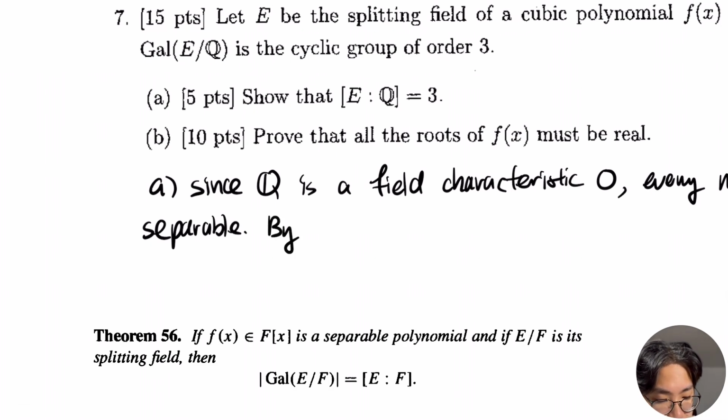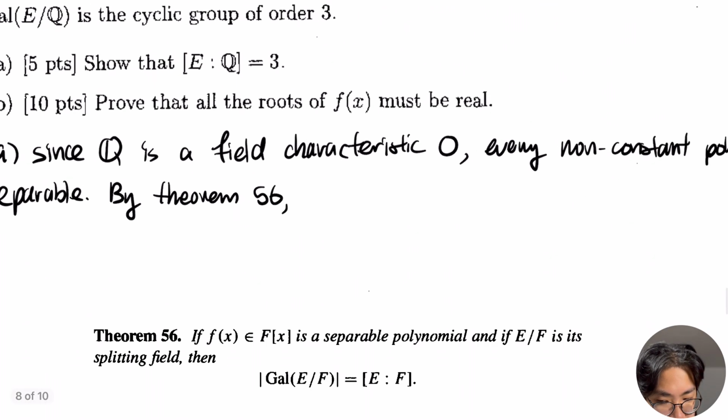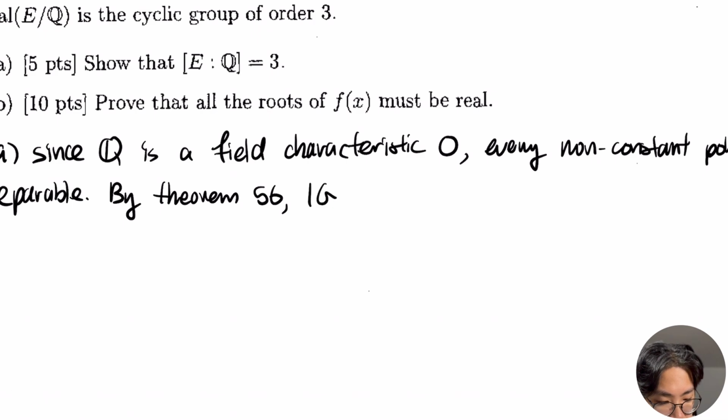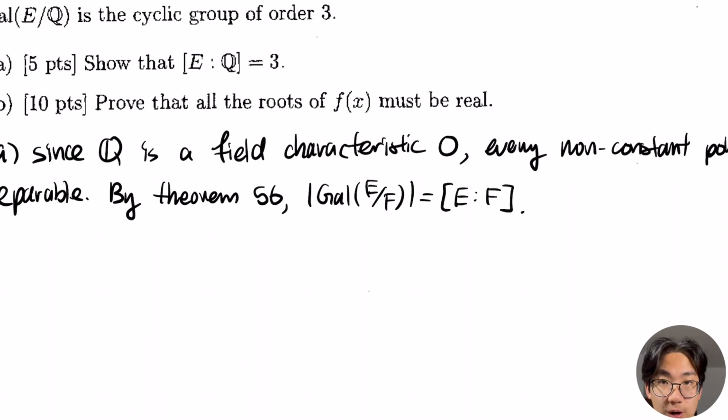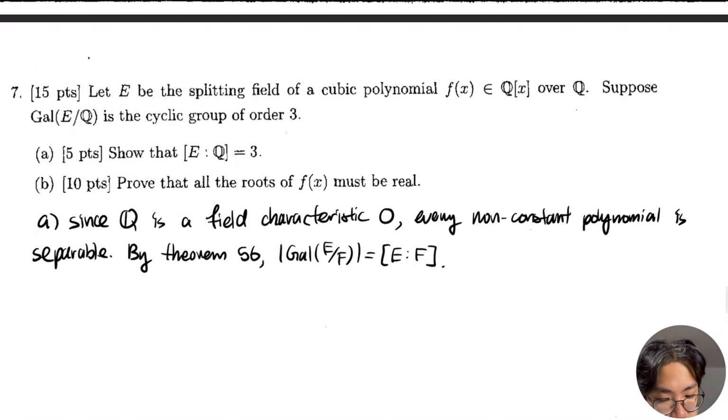So again, by theorem 56, we have that the order of the Galois group, so Galois of E over F, is equal to the degree of the field extension. And so this is going to be very helpful here, of course. So clearly in the question, we're given that the Galois of E over Q is the cyclic group of order 3.